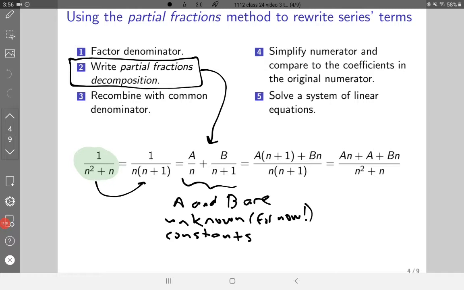A and B are constants. They're going to be specific fixed numbers. They can't have the variable n in them. But they're unknown for now. We don't know what they are yet. So the next couple of steps, we're going to do everything in terms of those two unknowns, A and B. We're going to write everything using those letters and then hopefully solve for them soon. So in the next step, that's what I mean by recombining with the common denominator. I have a sum of two fractions right here, and so I could add them together by creating a common denominator.